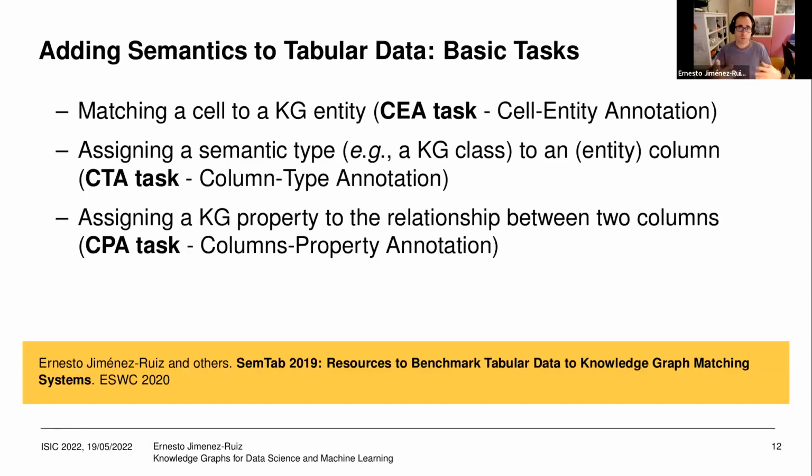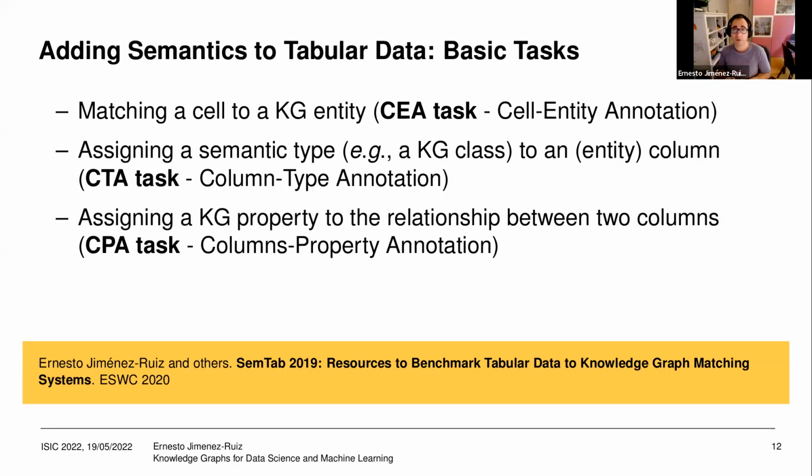And then coming from the semantic web, and trying to provide at least some sort of a scenario to evaluate the system, we identified 3 basic tasks to annotate tabular data. The most common task is to identify if there is an entity mentioned in a cell, basically matching between a cell and a knowledge graph entity. Another task is to assign a type to a column, in principle a semantic type. We like to say, okay, this column relates to this knowledge graph class. Data types could also be of interest.